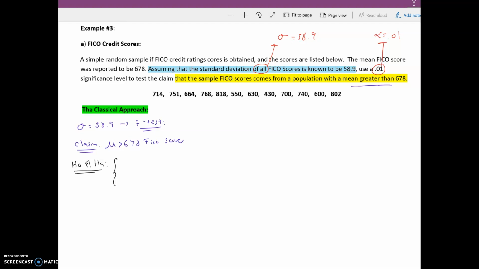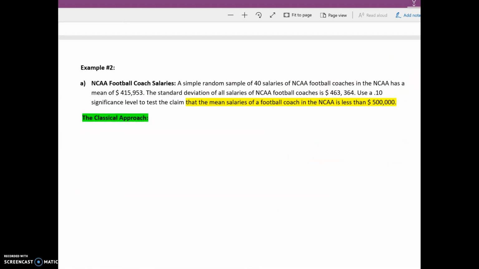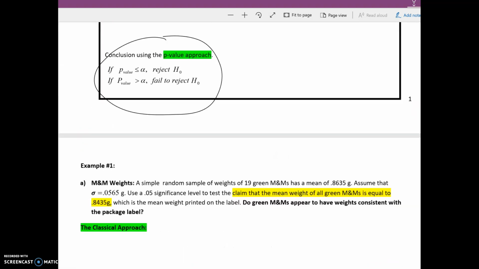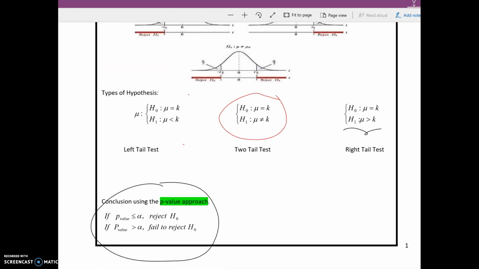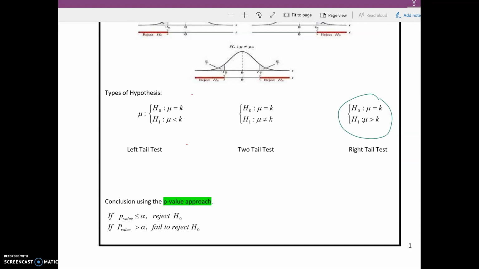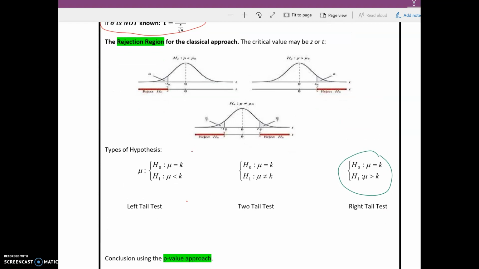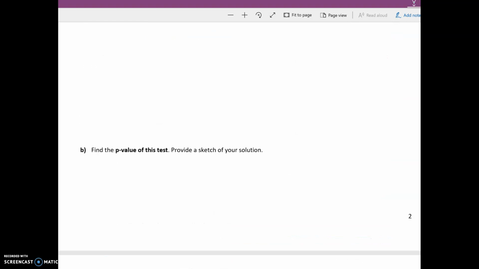So let me go to page 1 so you can see it. On page 1, the claim happens to be greater, so we're looking at this scenario, which is going to be a right tail test. Our region for the population is going to be this one. Let me go back to the problem.